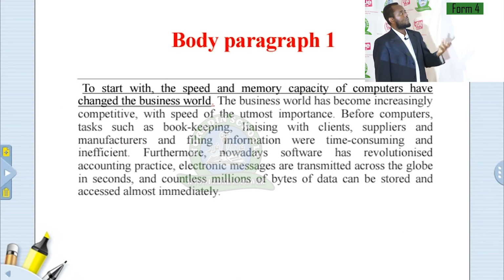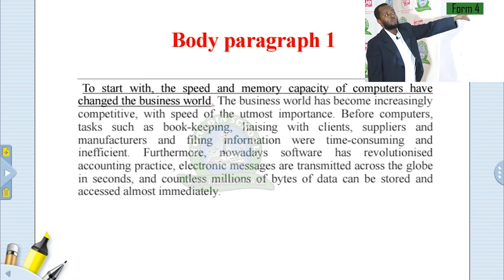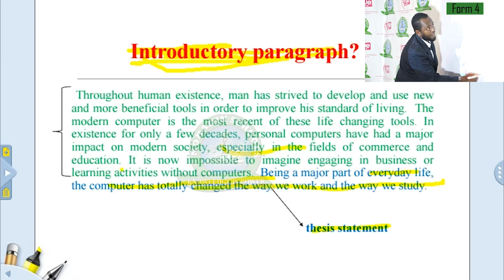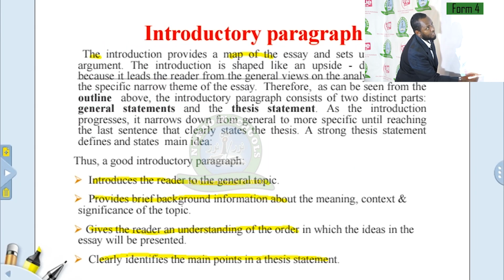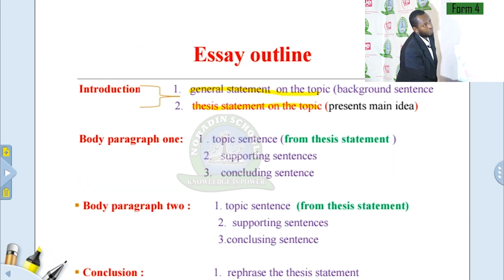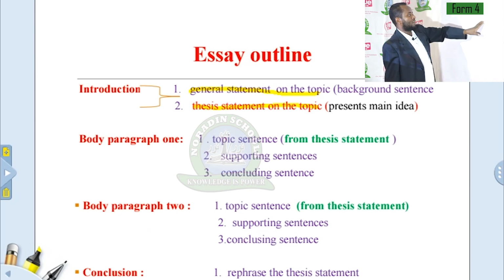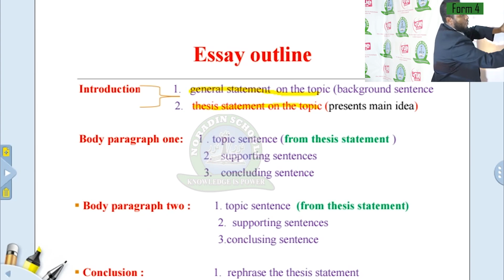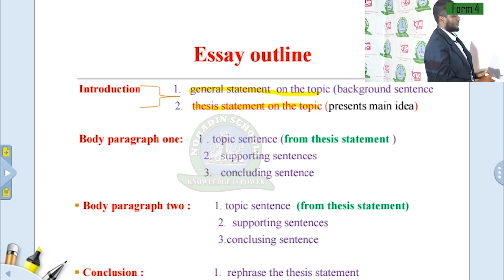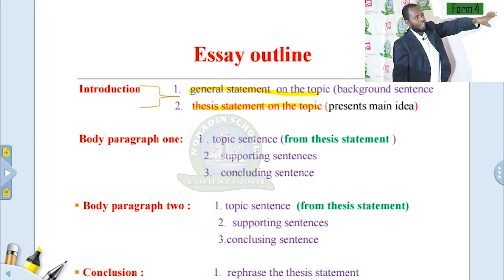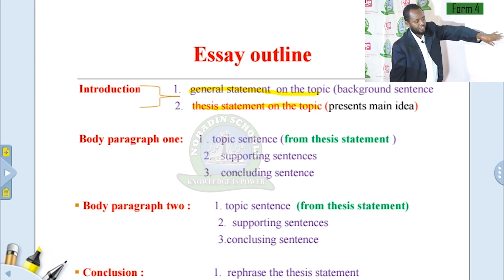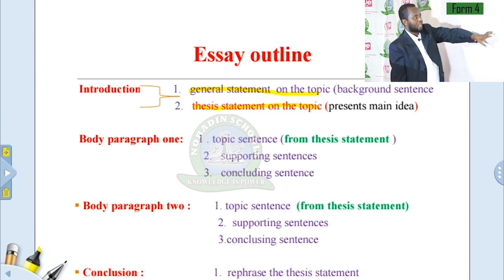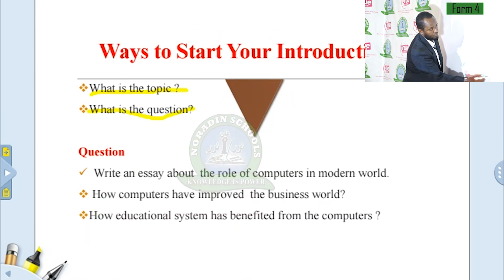So this is an example of body paragraph 1, because we have different paragraphs in our body. For example, this one. This is body paragraph 1. So we have a topic sentence, supporting sentences, and a concluding sentence. Since we have the first paragraph and the second paragraph, or even the third paragraph, we're going to take an example of body paragraph 1.